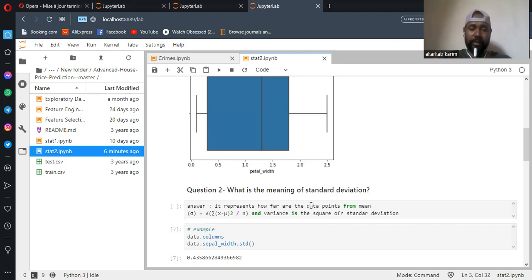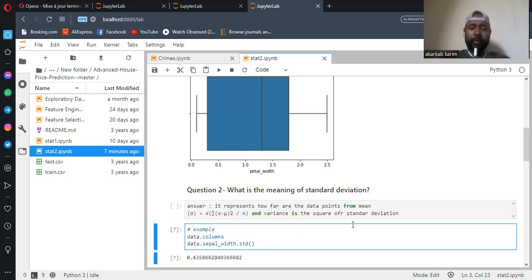If we see the example behind this Iris dataset, I select some columns using data.columns, and with data.sample I call the function of standard deviation. It's available here. As we see, we have the value 0.4358. We have a range of numbers. Well, this is the standard deviation.